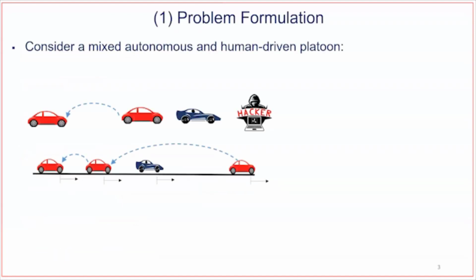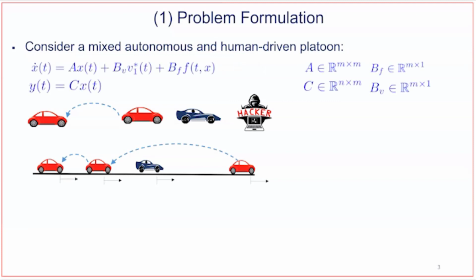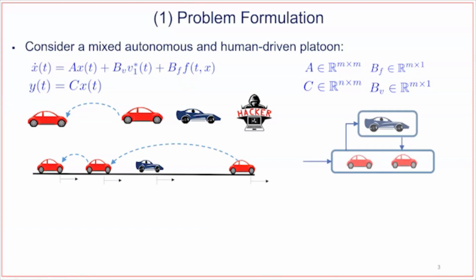Consider first this mixed autonomous and human-driven vehicle platoon. This platoon can be represented within this nonlinear state space representation, where F here represents the human effect of the human-driven vehicle. F here is considered to be unknown. We will start first by splitting this platoon into two subsystems, where the first subsystem is the autonomous vehicles and the second subsystem is the human-driven vehicle.